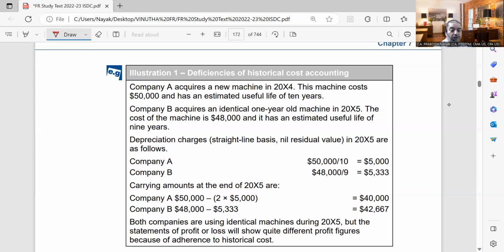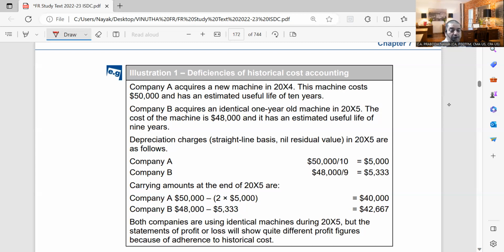Company B has purchased the asset in the subsequent year for 48,000, at a lower price. And that asset has got a 9-year life. That asset is going to be depreciated by 5,330. Now, what do you say? You say that, sir, it is very odd. The reason being that an asset which was purchased for 50,000 is having less depreciation than an asset which is purchased at 48,000. Correct?